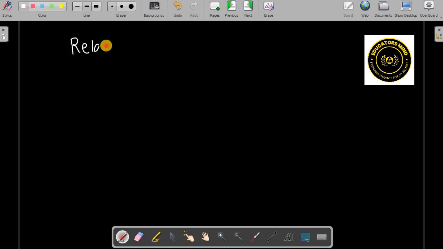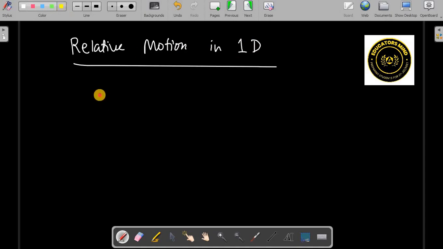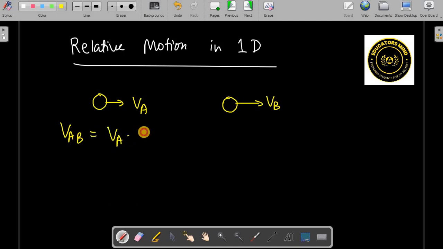One dimension, relative motion. Consider a body A moving with velocity VA, and another body B moving in the same direction with VB. Both velocities are positive. VAB means VA minus VB. It may come out plus, it may come out minus. Similarly, VBA will be VB minus VA. Both are in the same direction, so we keep them positive.